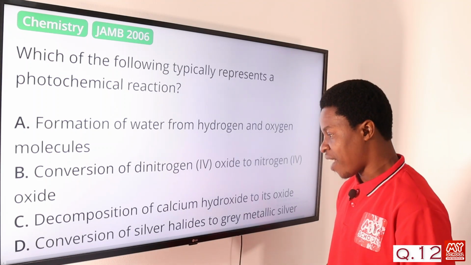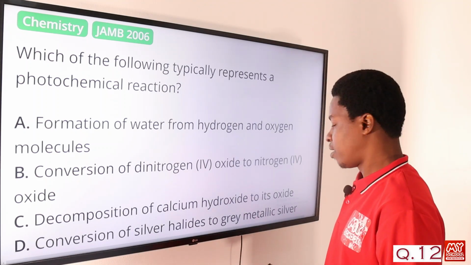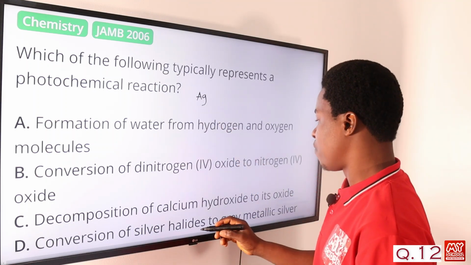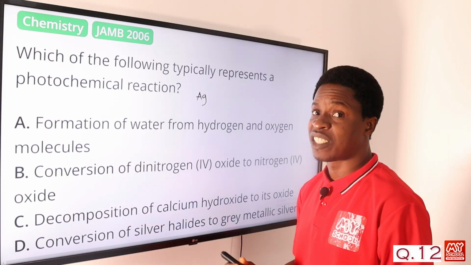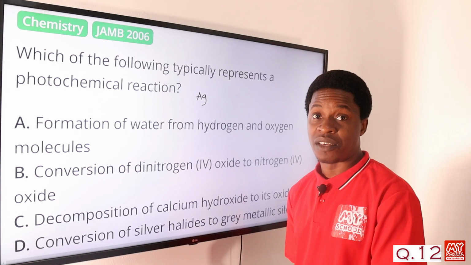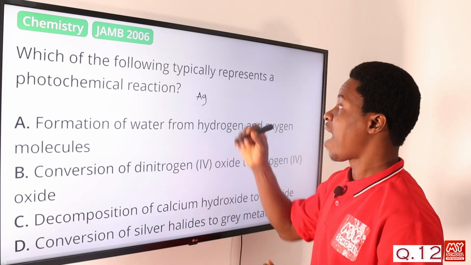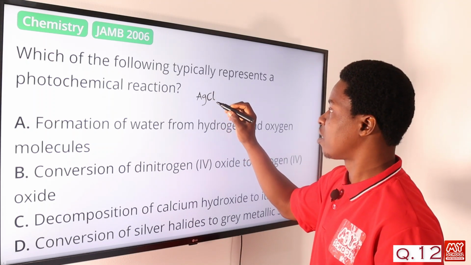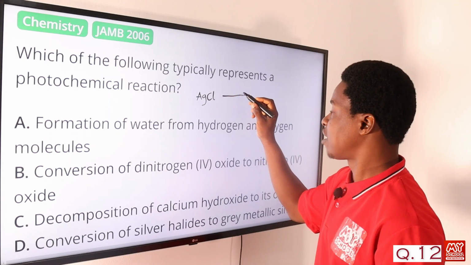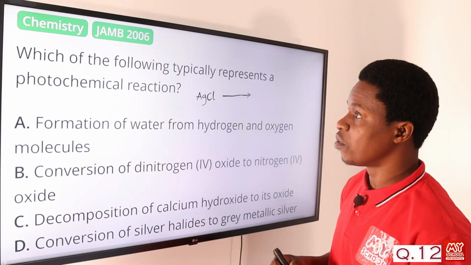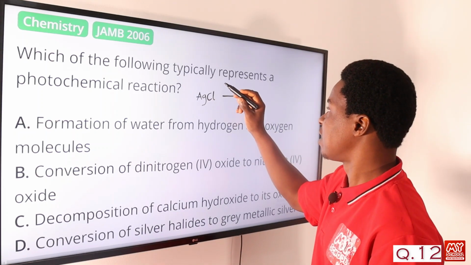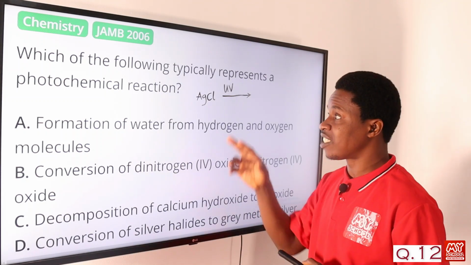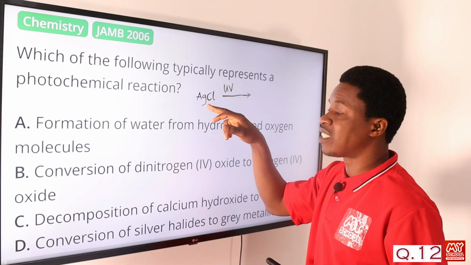We have conversion of silver halide to gray metallic silver. Silver halide means silver reacting with any of the halogen family. Let's take chlorine for instance: silver chloride, this is +1, this is -1. If you react it, don't forget that it has to do with photochemical, so it requires light energy. The kind of light that we use is UV light, that is ultraviolet light. That is the condition with which you can separate this substance.